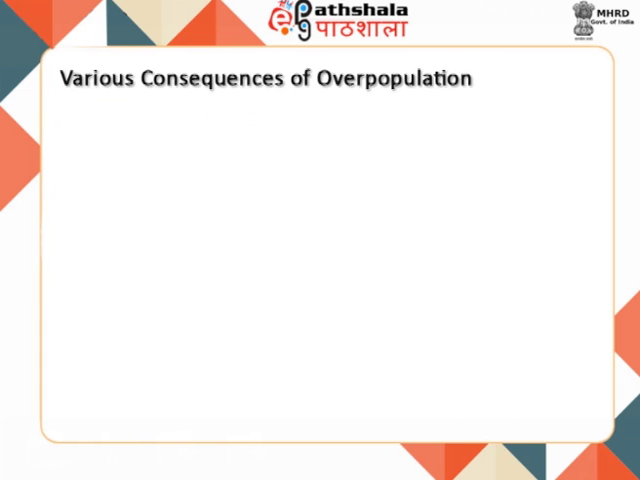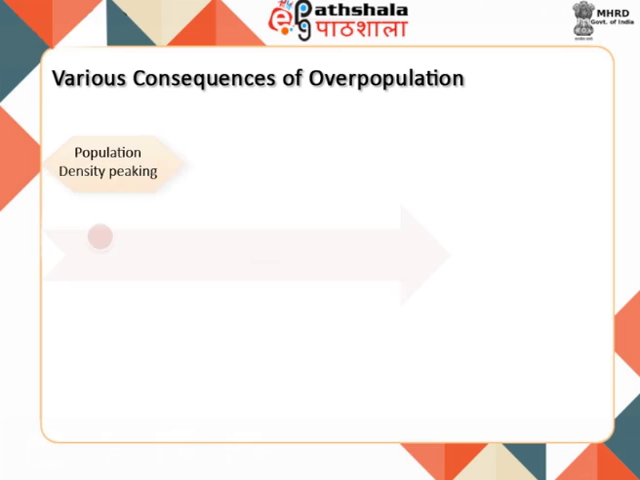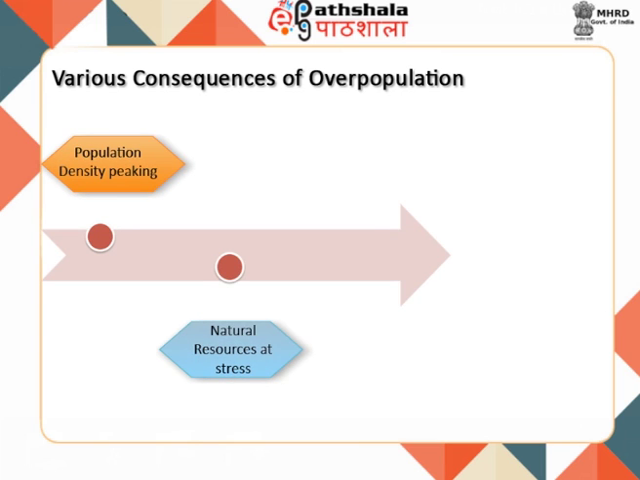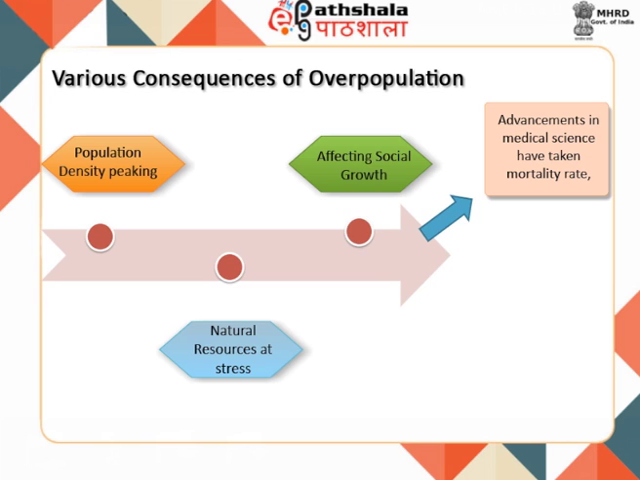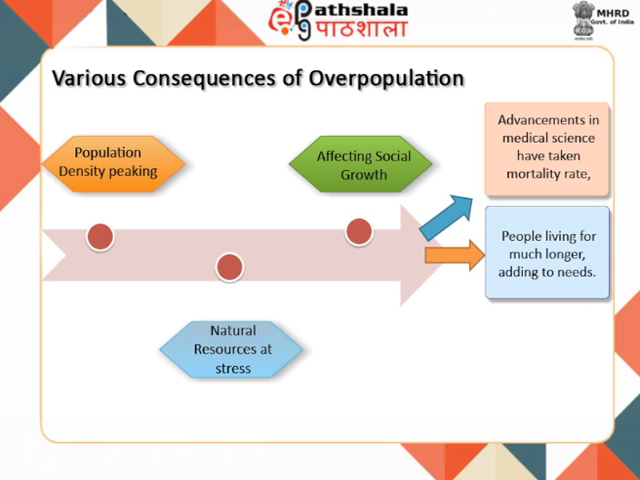Scientists unarguably agree on the catastrophic effects growing population will have on the planet and people. However, much other change is brought about to tackle the social and environmental issues. Population density is already peaking and is putting natural resources at great stress, affecting social growth for all. Advancements in medical science have taken the mortality rate down quite heavily, with people living for much longer, adding to needs.